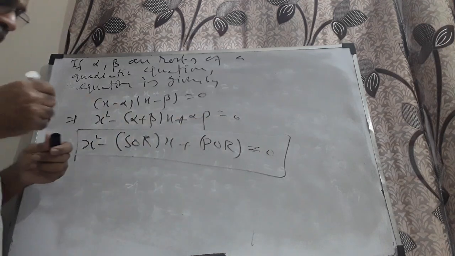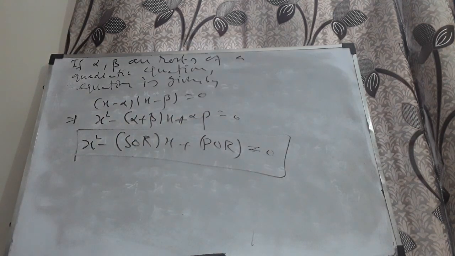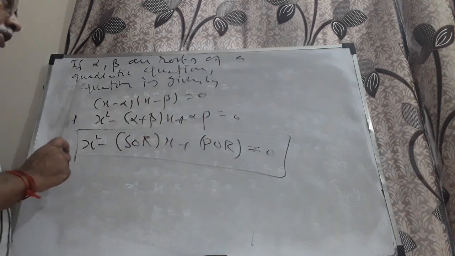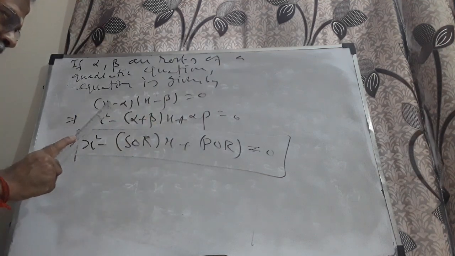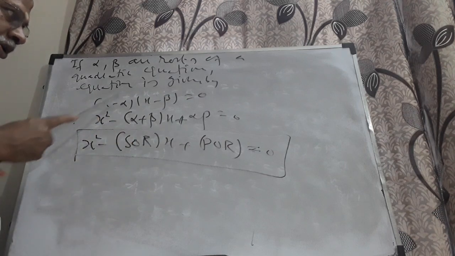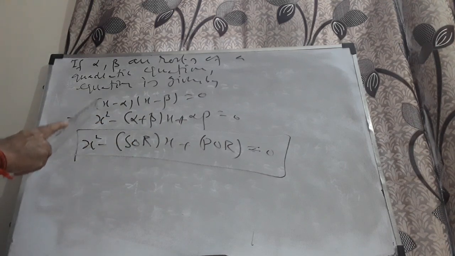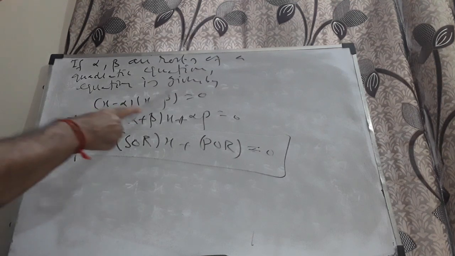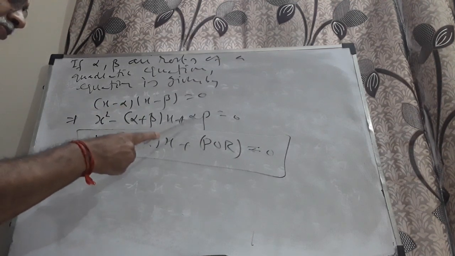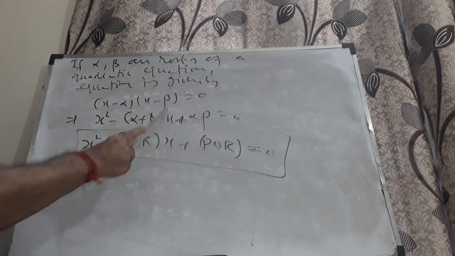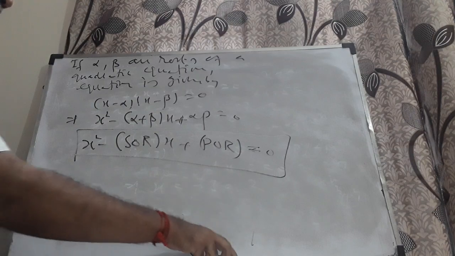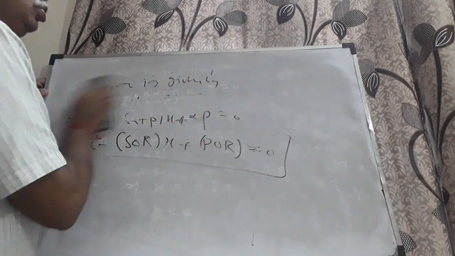If roots are given to you, the equation can easily be given with SOR meaning sum of the roots, POR meaning product of roots. If alpha, beta are the roots of a quadratic equation, I can get the product on the LHS, (x minus alpha) and (x minus beta). Here it gets reduced to x square minus alpha x minus beta x, which can be written as minus (alpha plus beta) into x plus alpha beta is equal to 0. Therefore, alpha plus beta is simply the sum of the roots, and alpha beta is the product of the roots. So in general, if the roots are known to us, the equation can be given as x square minus (sum of the roots) x plus product of the roots equal to 0.